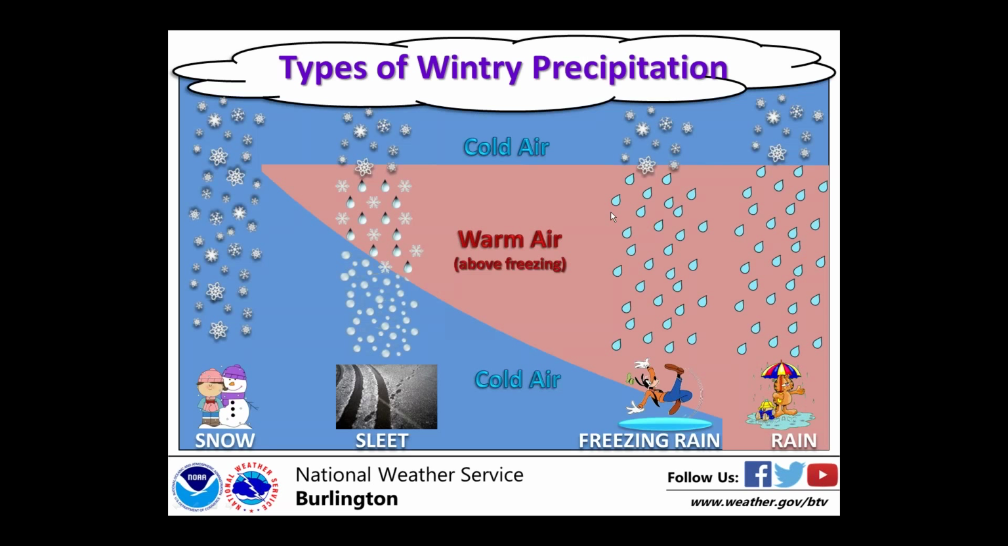So now as we go into the different types of winter precipitation, we'll be talking about snow, sleet, freezing rain, not so much rain because, as you can see from this graphic, you just have a deep layer of warm air all the way to the surface, so therefore any ice crystals or snow melts and continues as rain.